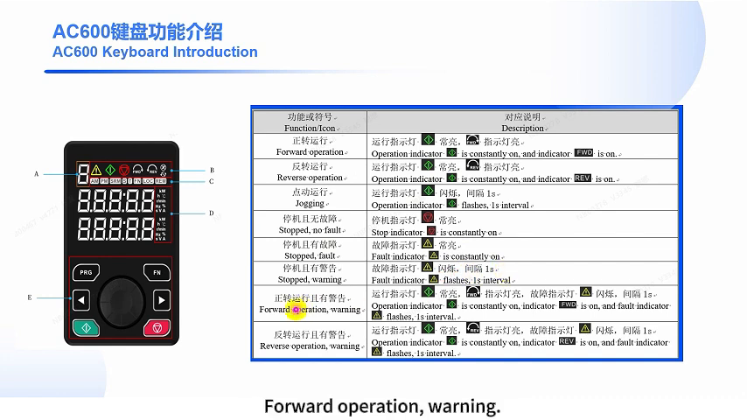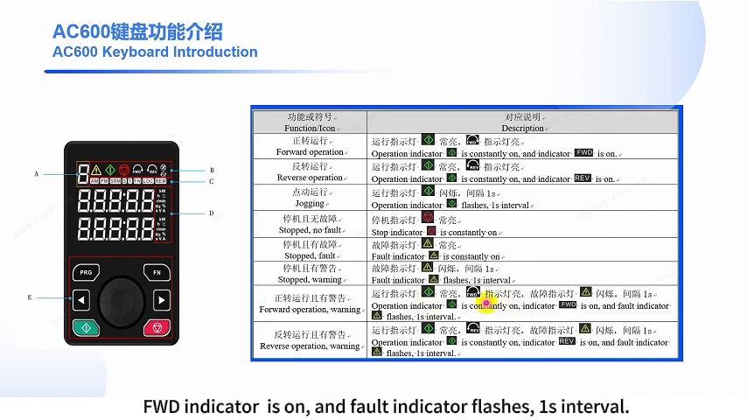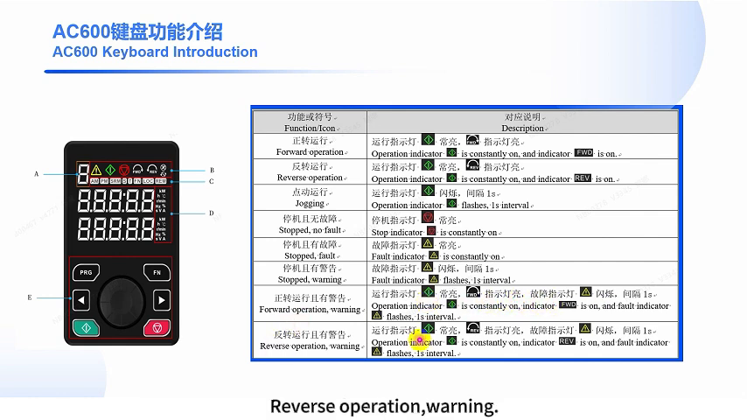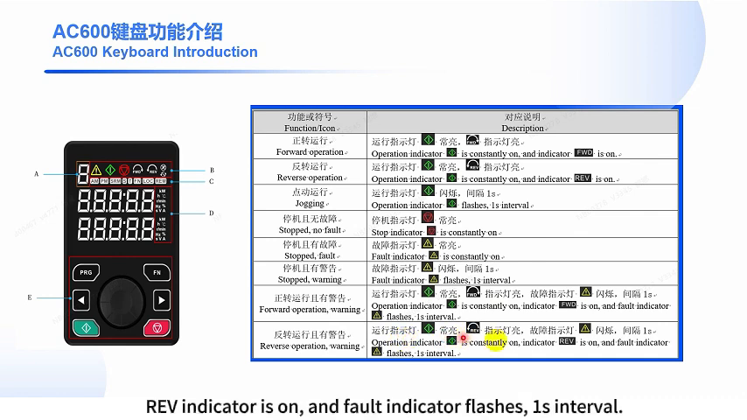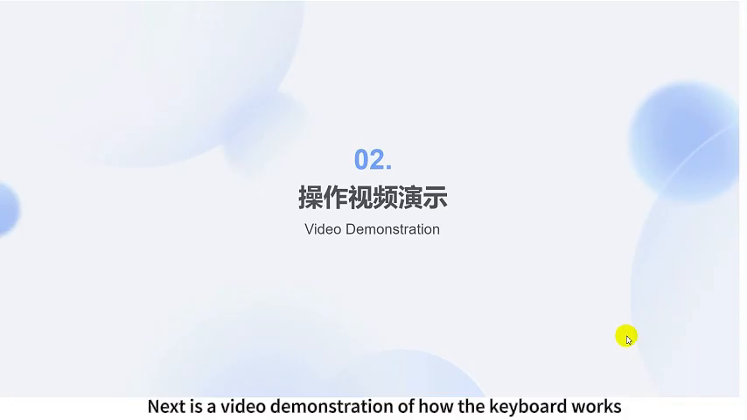Forward operation. Warning. Operation indicator is constantly on, FWD indicator is on, and fault indicator flashes, 1 second interval. Reverse operation. Warning. Operation indicator is constantly on, rev indicator is on, and fault indicator flashes, 1 second interval. Next is a video demonstration of how the keyboard works.